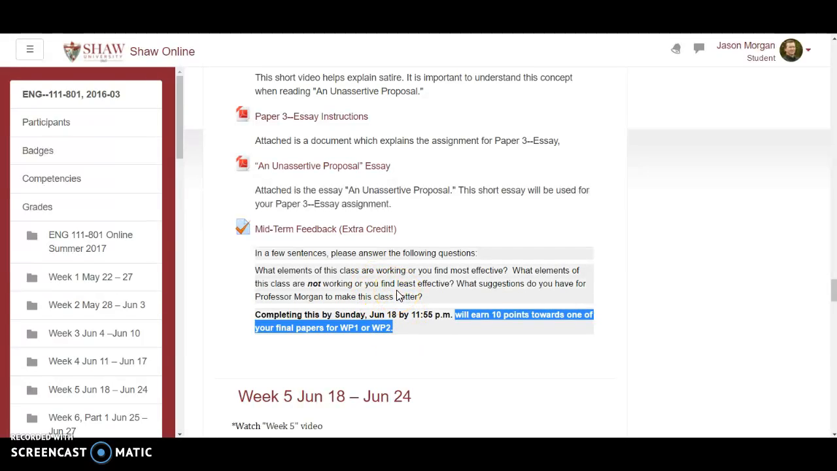So let's say you got an 85 on Writing Project 1. I would say, oh, good, I will now make that grade a 95. It's going to be to one or the other, not both. If you scored like 100 on your first paper, then I would put those 10 points to Writing Project 2. Chances are you won't get 100 on the paper. That's hard to do, but it's possible. It can be done.